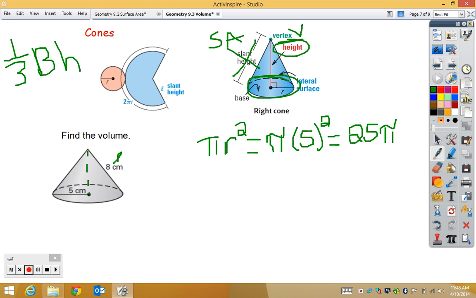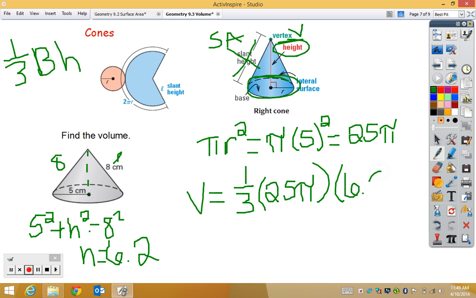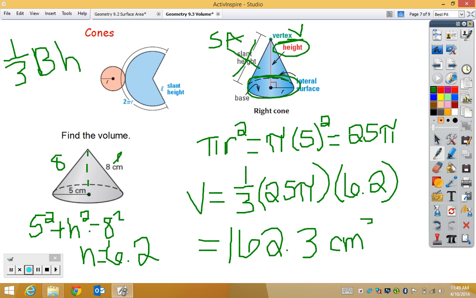So I need to find my height. Well, I know this is 8, so I'm going to use that trusted Pythagorean theorem. Squared equals 8 squared. And then doing all the calculations, we get our height to actually come out to be the decimal 6.2. So now I can find the volume. It is 1/3 area of my base, which is 25 pi, times the height, which is 6.2. I get 162.3 cubic centimeters.